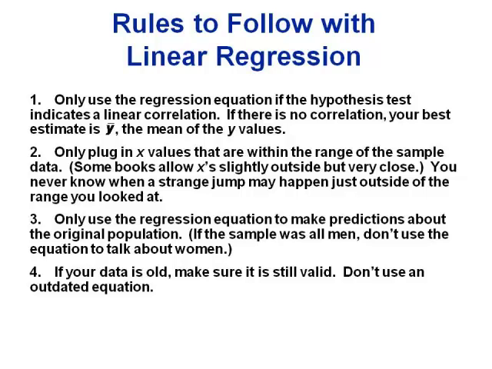So the third one says only use the regression equation to make predictions about the original population. So if everyone in your sample is a man, you cannot make predictions about women. If it's a mixed sample, then you can make predictions for people in general. But if it's all one gender, you can't make predictions about the other gender. If all of your cars are Chevys, then you can't make predictions about Fords, that kind of thing. And then just kind of a general thing, if your data is really old, make sure it's still valid. That won't be such a problem here in this class, but if you're ever doing your own study, make sure that you're using good data.